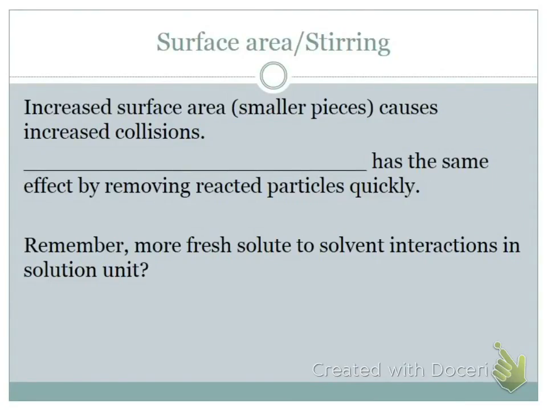When we're talking about surface area, we talked about this when we did solutions. Remember, heat it, crush it, stir it. The crushing makes it have smaller pieces, but it gives it a larger surface area. And of course, that causes increased collisions because there's more particles available to collide. Stirring it or agitating it has the same effect, because what it's doing is removing reactant particles very quickly. What you're always looking for when you're doing that is fresh solute to solvent interaction. So if I have fresh particle interaction, then it's going to react faster. Okay?